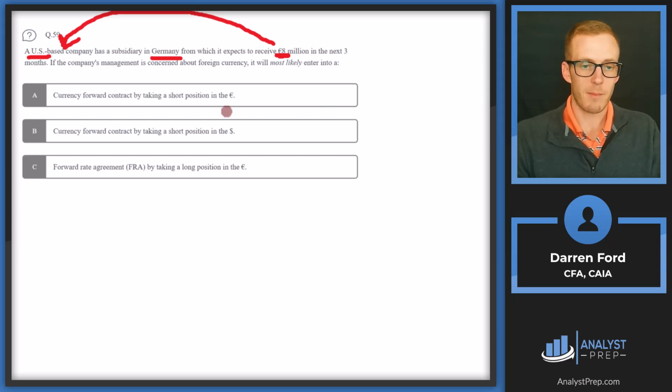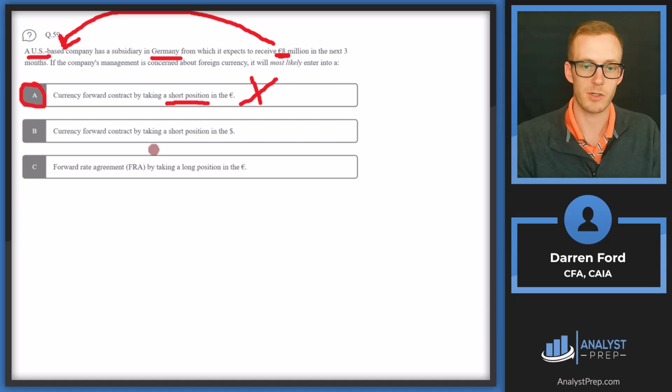So with that in mind, let's take a look at these. Because we're taking the opposite position, whether the euro increases or decreases, our forward contract cancels out any fluctuation in what we're expecting to receive. So A, currency forward contract by taking a short position in the euro. That sounds like exactly what we want to do. If we're short the euro in the currency, but long it on our business side, then we're canceling out those two positions, and we're not exposed to fluctuations there.